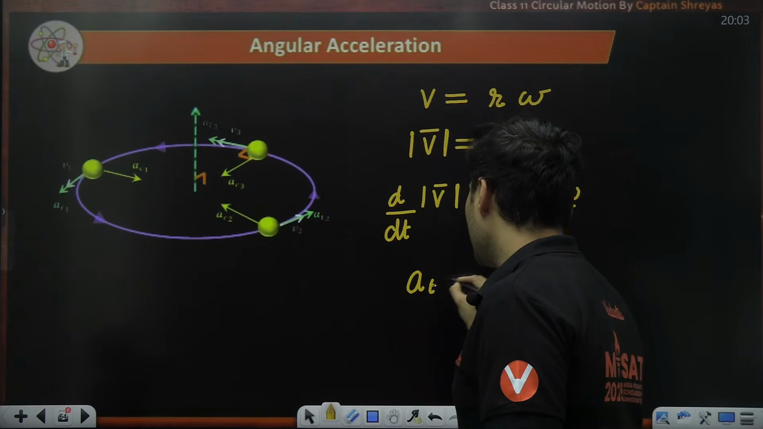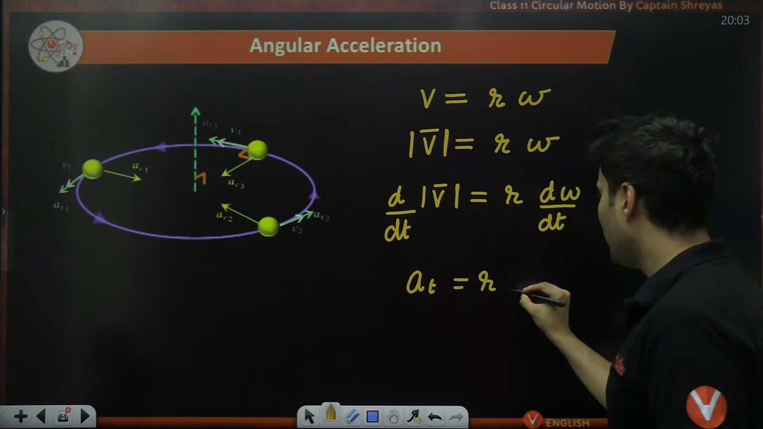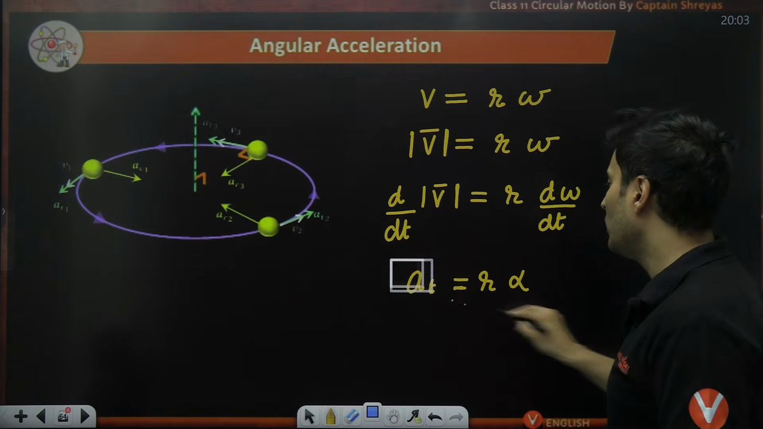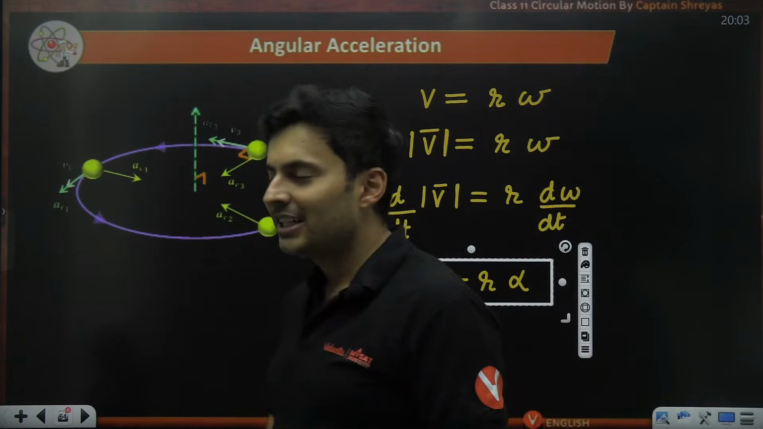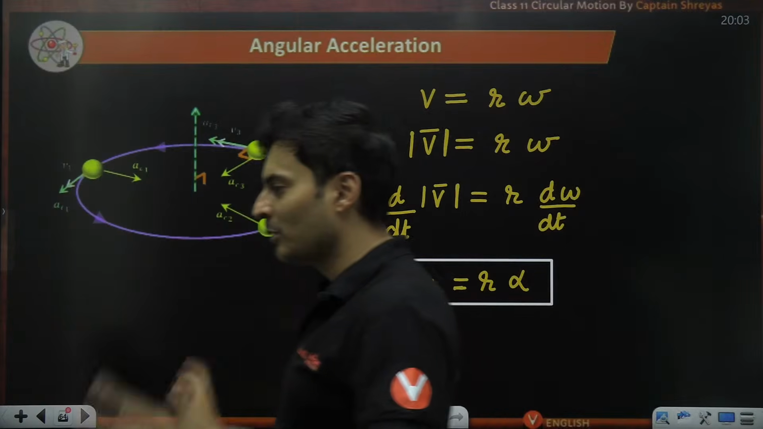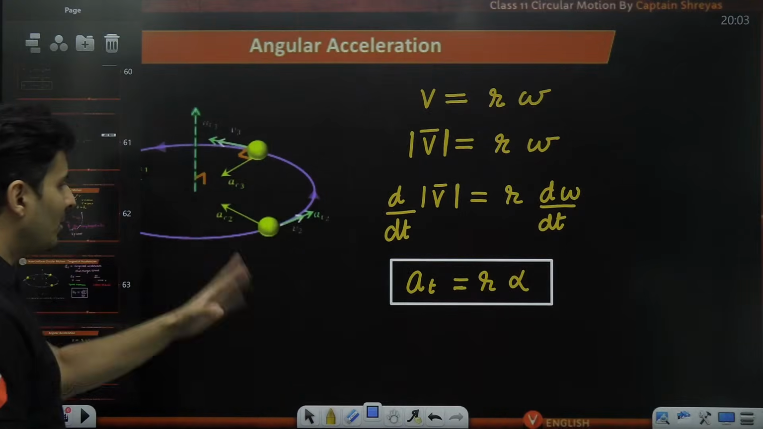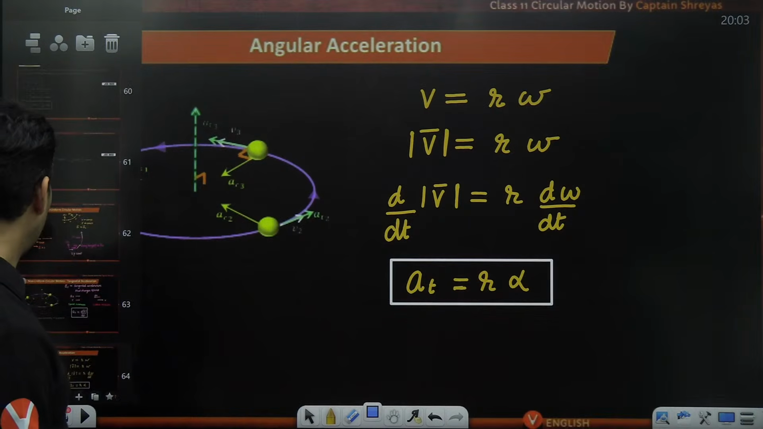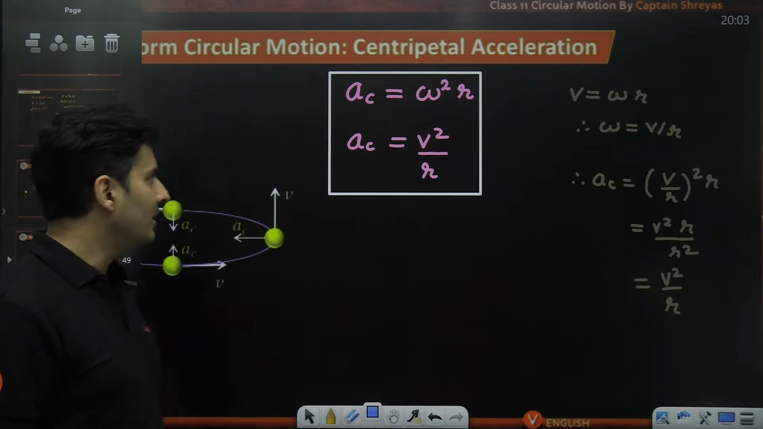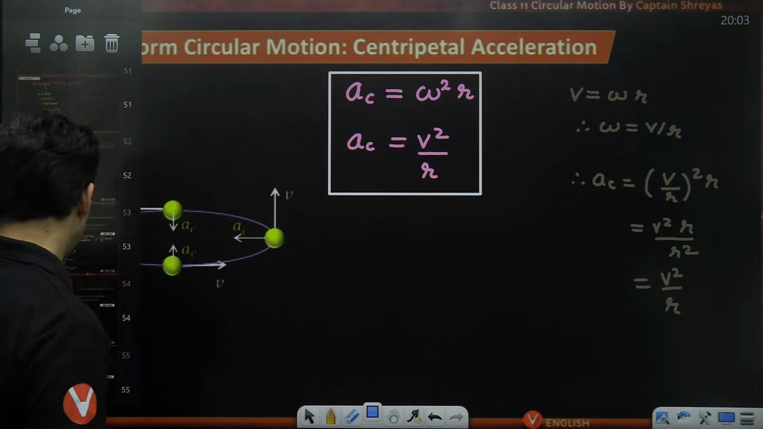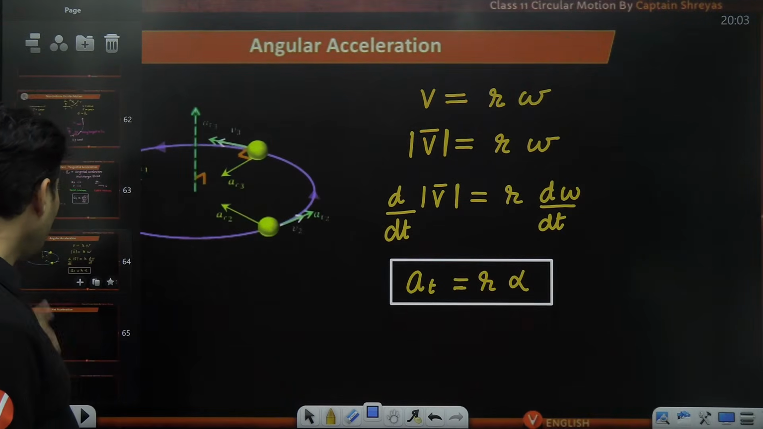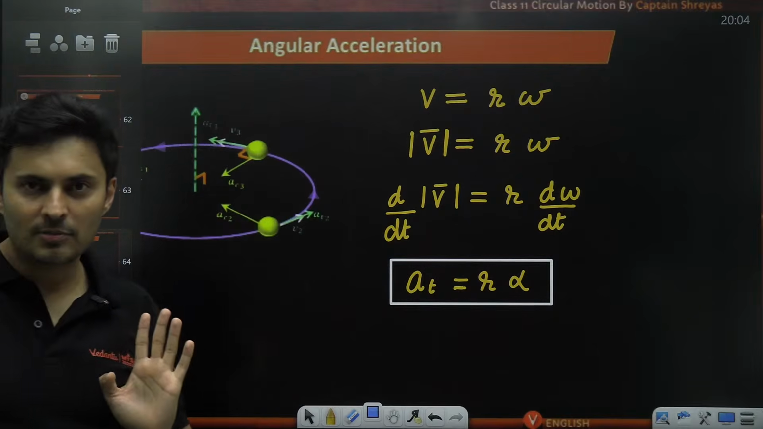So A tangential will be r times d omega by dt. What is d omega by dt? It is nothing but alpha. A tangential is r into alpha. Very important. L is r theta, V is r omega, A tangential is r alpha. All three formulas done. So now I know the formula for tangential acceleration, and I know the formula for centripetal acceleration also. Very, very important formulas. Okay, everyone clear till this point?